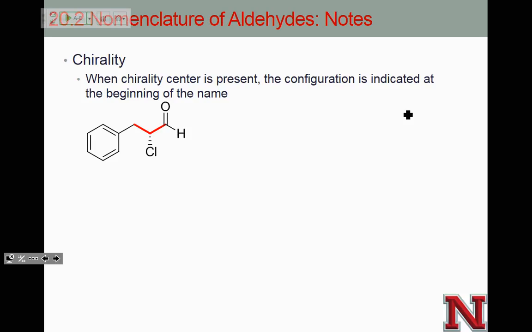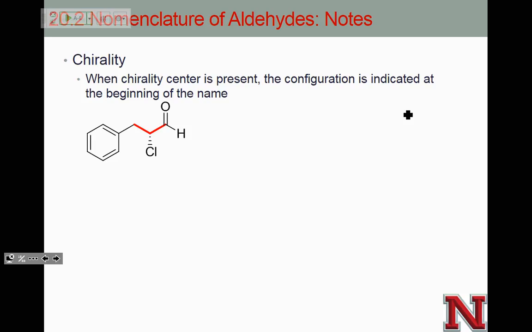Chirality is named the same way. You put it at the beginning of the name, no change there. In this case, because of the carbon-oxygen double bond not being directly attached to the ring, that's not a benzaldehyde. So in this case, our ring will be a substituent because our priority is going to be our carbon-oxygen double bond. So that's going to contain the parent.